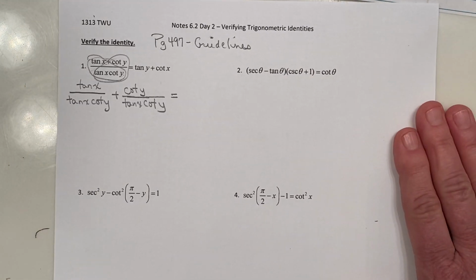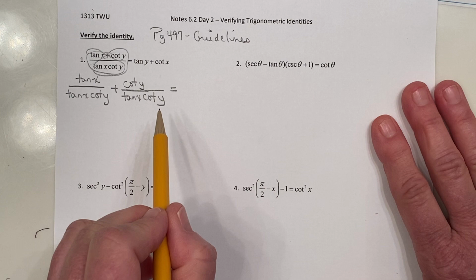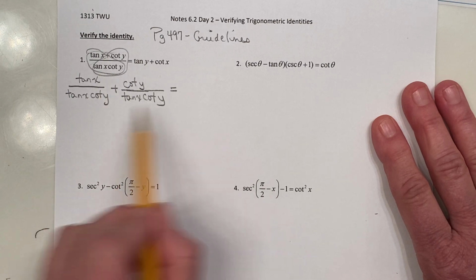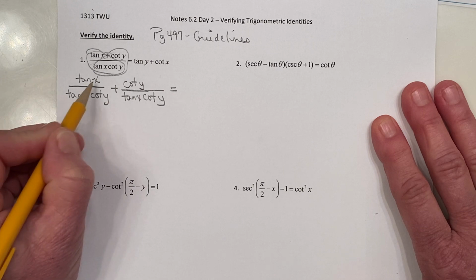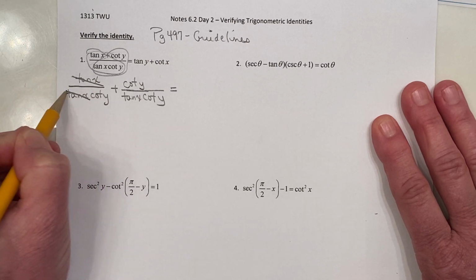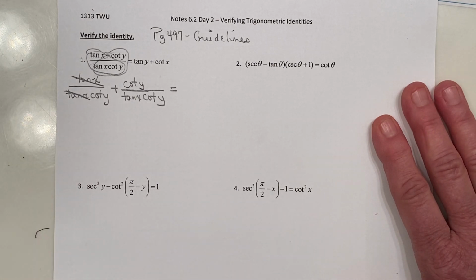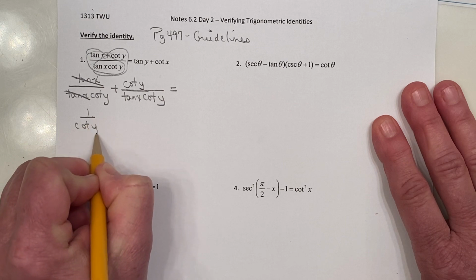Well, will this help? Let's see if breaking apart helps. Now, let's simplify each of these fractions since we broke it apart. Tangent of x and tangent of x. Thank goodness these are both x's, because if they weren't, I wouldn't be able to divide out the tangent of x. So I'm left with 1 over cotangent y.